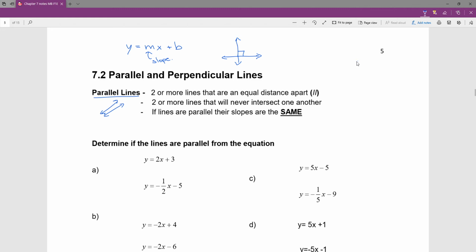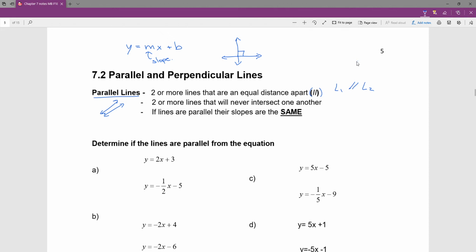So starting off 7.2, parallel lines are two or more lines that are always an equal distance apart. If I want to say that line 1 is parallel to line 2, I might write it like that. It's just a bit of shorthand, this little parallel symbol, the double slashes. Two lines that are parallel will never intersect each other. They're always going to run right side by side. So they're a lot alike, but they're never going to come together.